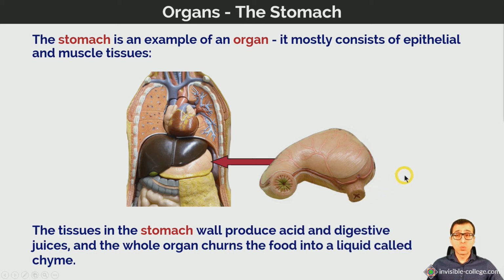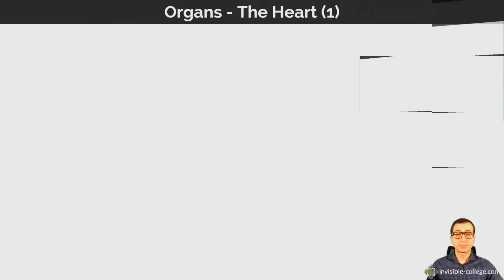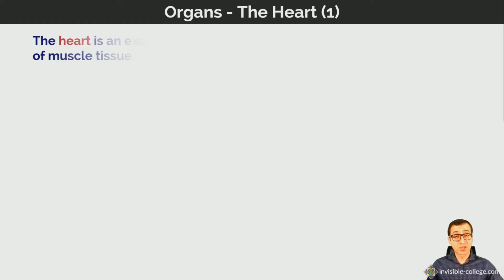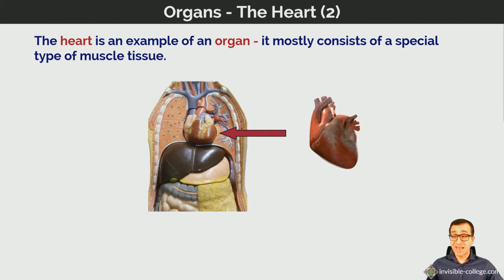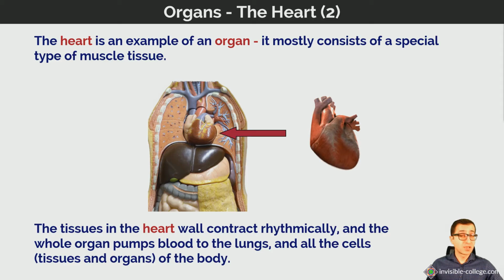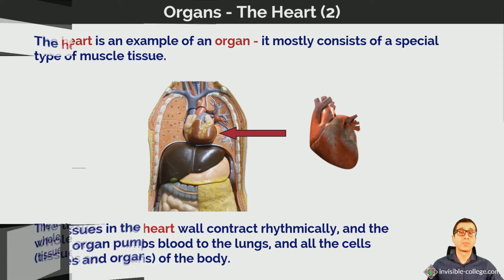And the tissues in the stomach wall produce both acid, hydrochloric acid, and digestive enzymes, in particular protease enzymes such as pepsin. And the whole organ has a muscular wall which contracts to churn the food into a liquid called chyme. The heart is another example of an organ. It mostly consists of a specialized type of muscle tissue called cardiac muscle tissue. And again, the structure of the heart is related to its function. The tissues in the heart wall contract rhythmically, and the whole organ pumps blood to the lungs and all the cells, tissues and organs of the body.